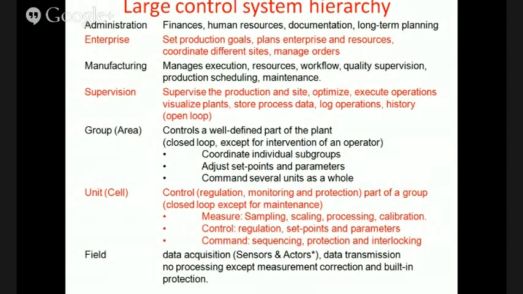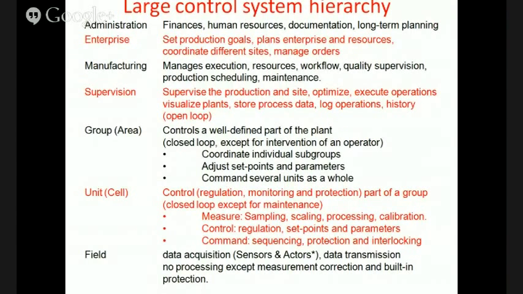Then the large control system hierarchy. The same thing that I have explained to you from that figure: administration, enterprise, then manufacturing, supervision, group area, unit, field. And from this lower level it goes to higher: field, unit, group area, supervision, manufacturing, enterprise, and administrative.